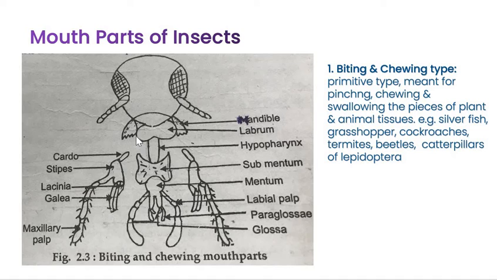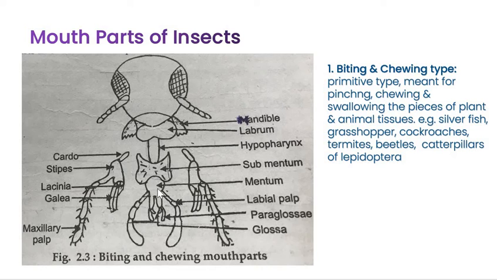Now the labium is formed by the partial fusion of the second pair of maxillae and forms the floor of the mouth cavity. Here you can see the labium, with the labial palps. Here you can see the dorsal part of the labium which forms mentum and submentum, right? So the mentum bears distally two labial palps.